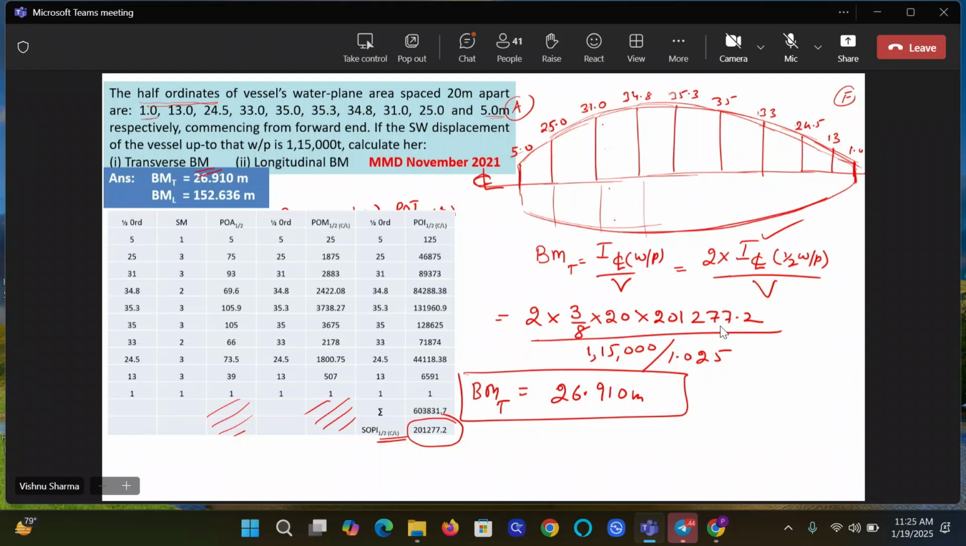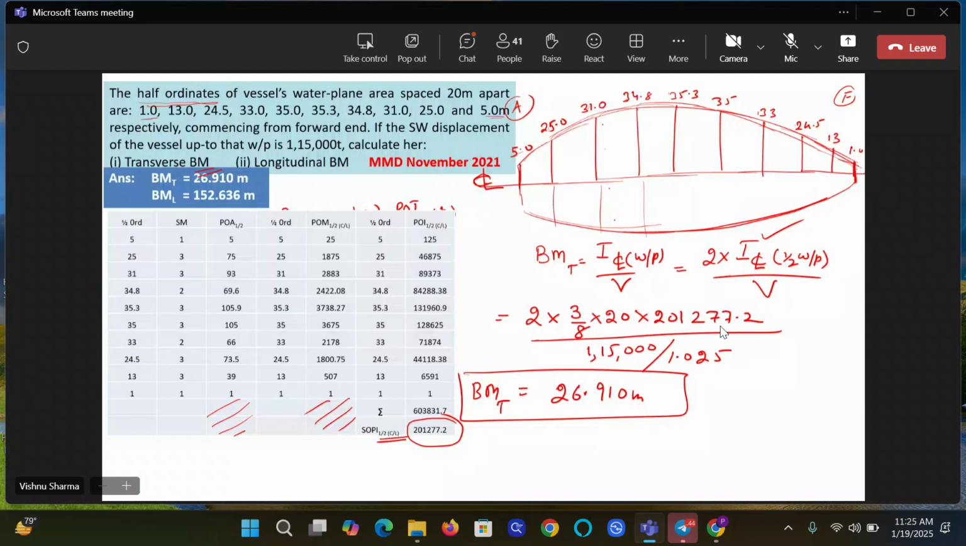So please remember that when you have to calculate BMT for curvilinear shapes, since it's translating into a vertical ordinate scenario, you'll have to work with half ordinates. Even if full were given, you'll have to take half and then work around. Is that clear, beta? Yes, sir.